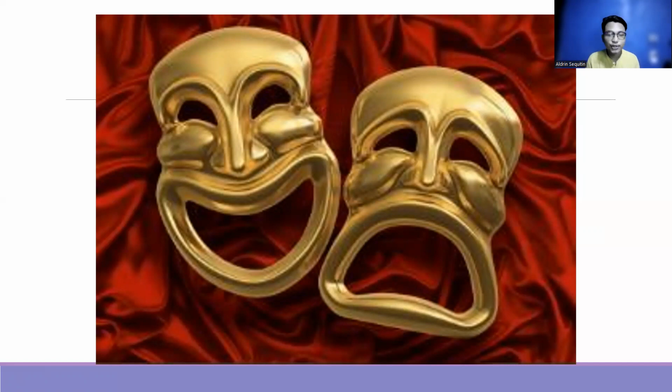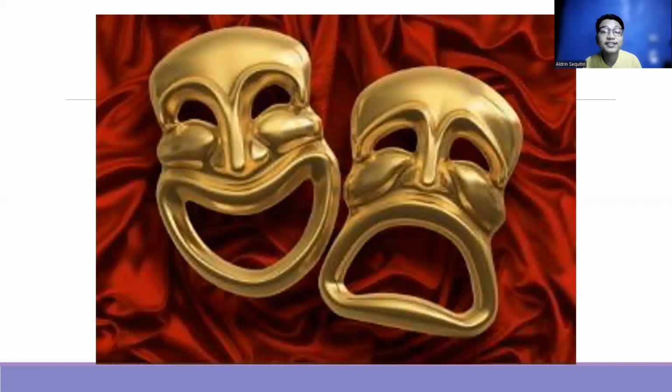Also, these masks were attributed to the two muses of Greek mythology, Melpomene and Thalia. Melpomene was represented by the sad mask, and Thalia was represented by the happy mask. Thalia and Melpomene were two of the nine muses in Greek mythology. So those are some information about this mask.